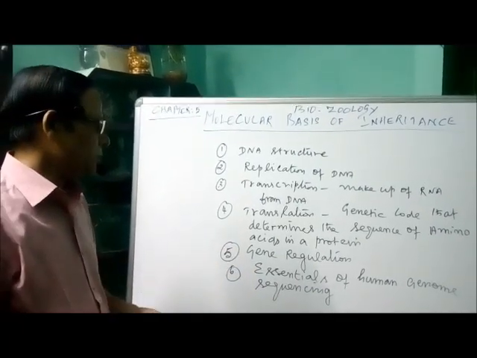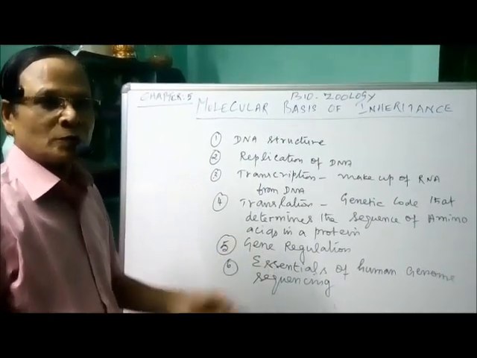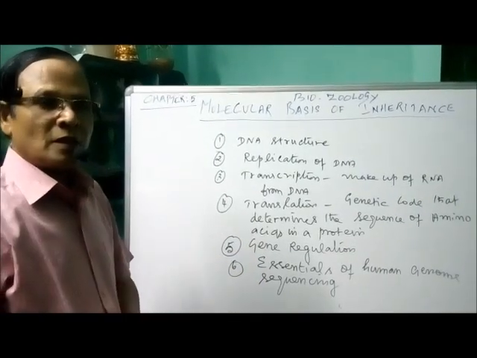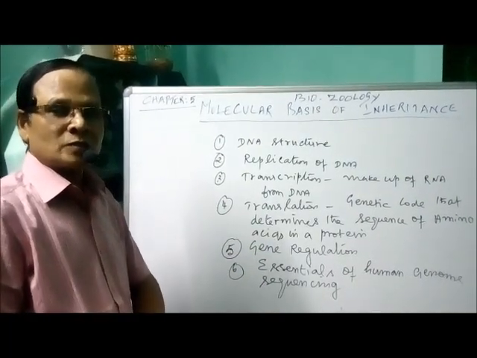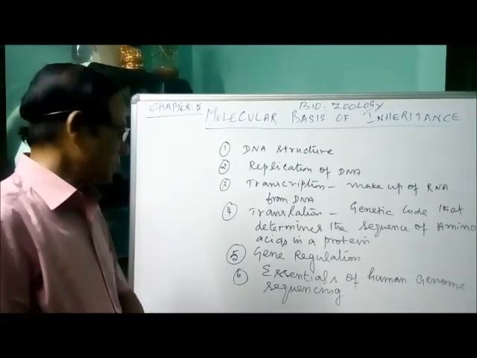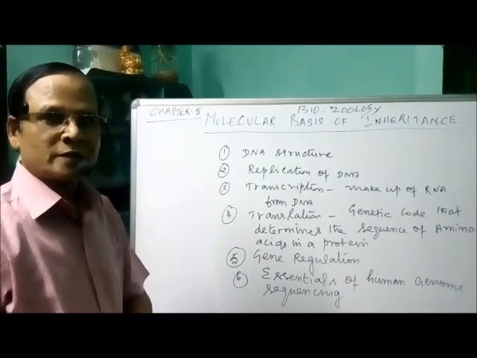That genetic code normally determines the sequence of amino acids in a protein molecule, and that process is called translation. Then how the various genes are regulated. One gene is regulated by another gene. How the gene is working, that is gene regulation. We have to go for the lac operon model, etc.